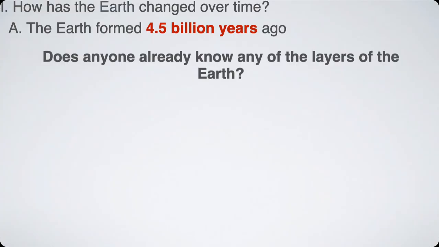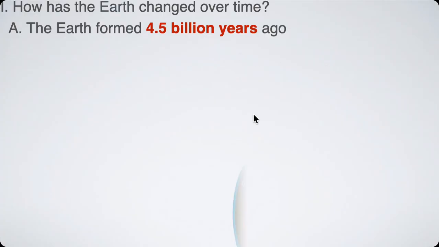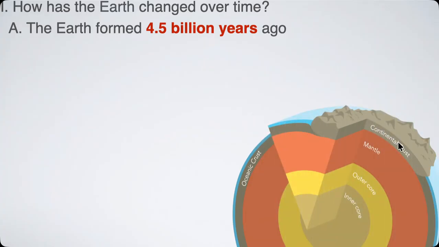And you may or may not already know the layers of the earth, maybe from middle school, maybe just from memory from something else. But if you do, you have a diagram in your notes, and you're more than welcome to attempt to fill that in. So, outer layer, we've got our crust, we've got our mantle, we've got our outer core, and we've got our inner core. These are kind of the main layers.